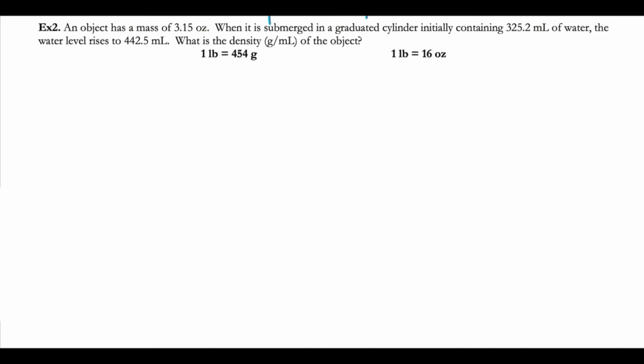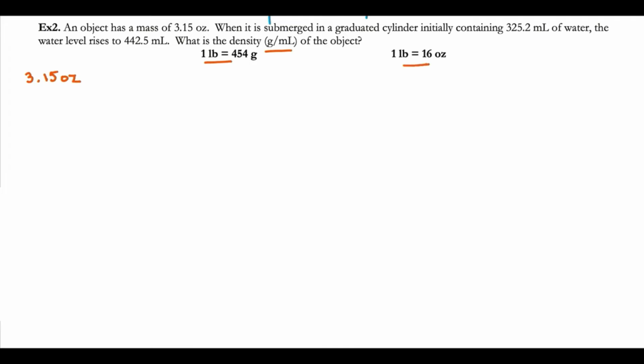An object has a mass of 3.15 ounces when it is submerged in a graduated cylinder, initially containing 325 mils of water. The water level rises to 442.5 mils. What is its density? So there are 2 different issues I have. The first, the mass I'm given is in ounces. And notice, based on the units for density, I want to get into grams. So I'm going to use the conversion factors I gave you here to figure out the mass. I'm going to do that in 1 second.